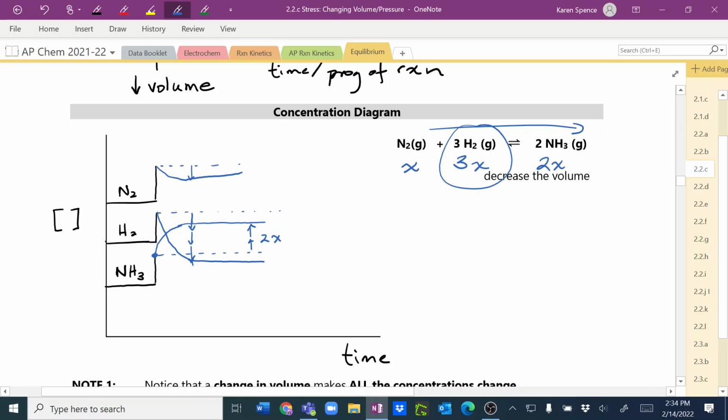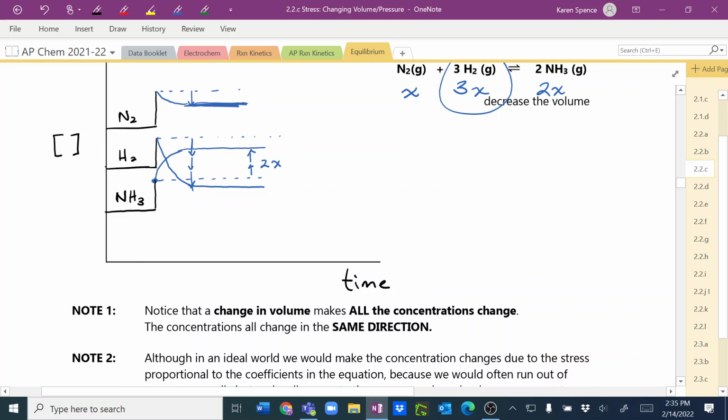And that would be a bad graph. I would not be happy with that if you drew it on a test or quiz. What is wrong with that line the way I drew it? It's going up, so I would need it to go across like that, okay? There we go. Okay. The change in volume makes all the concentrations change. So every time you have a change in volume, you will change all the concentrations. And all the concentrations will change in the same direction, because if you squish one of them, you're squishing them all. Yes? And if you expand one of them, you're expanding them all.